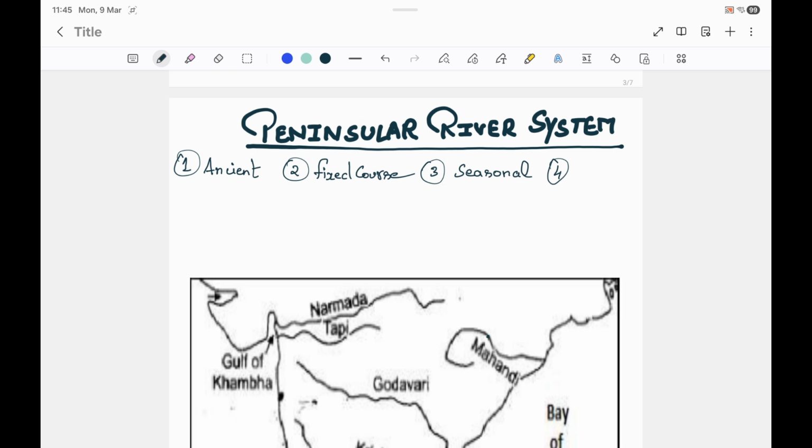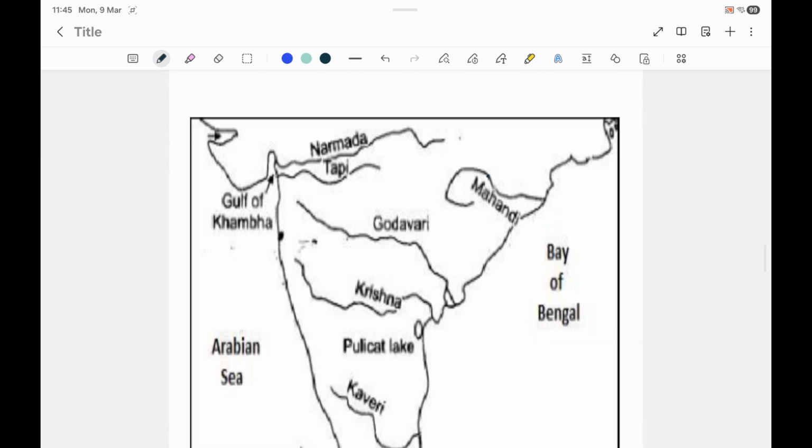Now let us classify these rivers into two heads, that is east flowing rivers and west flowing rivers. East flowing rivers drain into the Bay of Bengal and west flowing rivers drain into the Arabian Sea. Now moving forward with the east flowing rivers, first one is Mahanadi. Mahanadi originates in the Sihawa hills in Chhattisgarh and drains into the Arabian Sea. One of the important dams on Mahanadi river is Hirakud Dam.